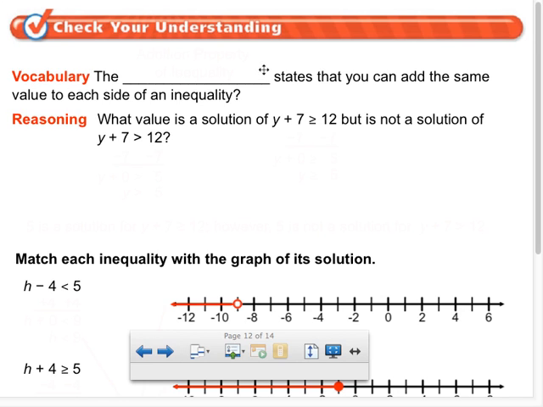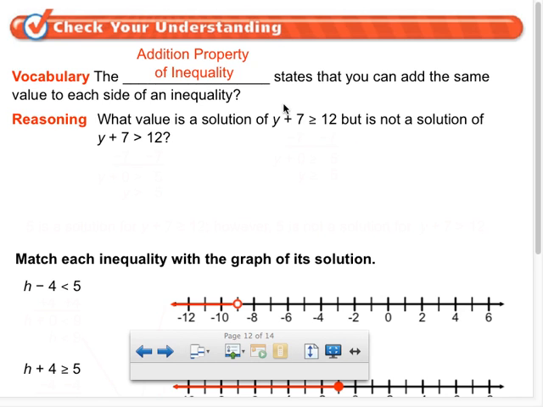Vocabulary. The blank states that you can add the same value to each side of an inequality. Who has that? Noah, what's that going to be? The addition property of inequality. Okay, now take a look at this. What value is a solution to this, but is not a solution to this?